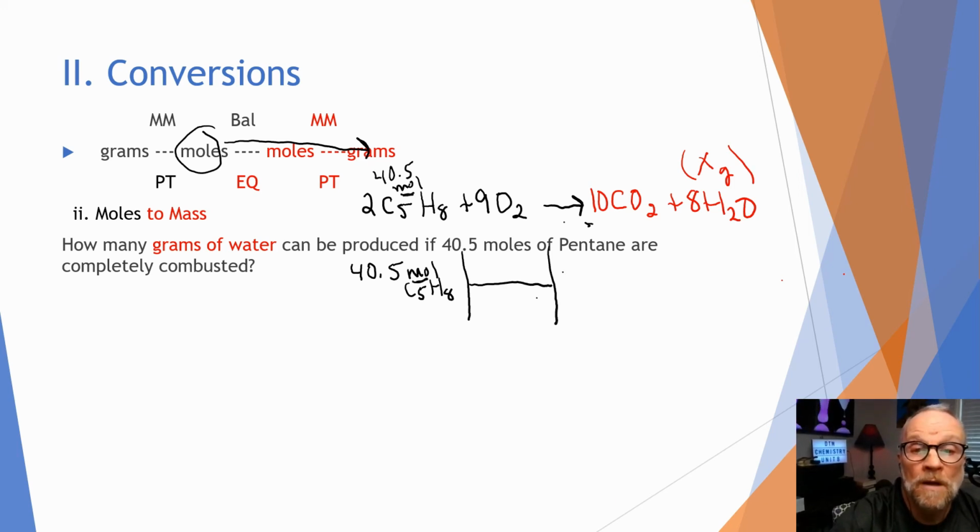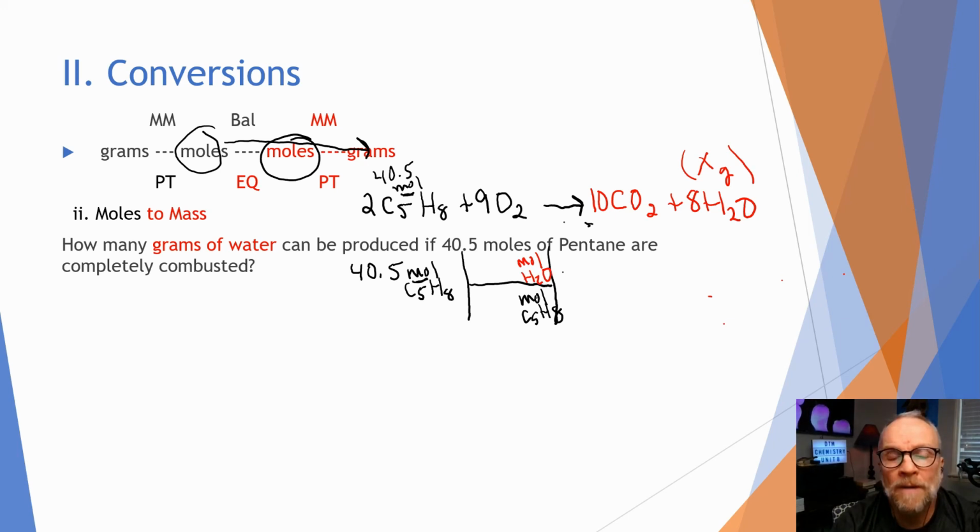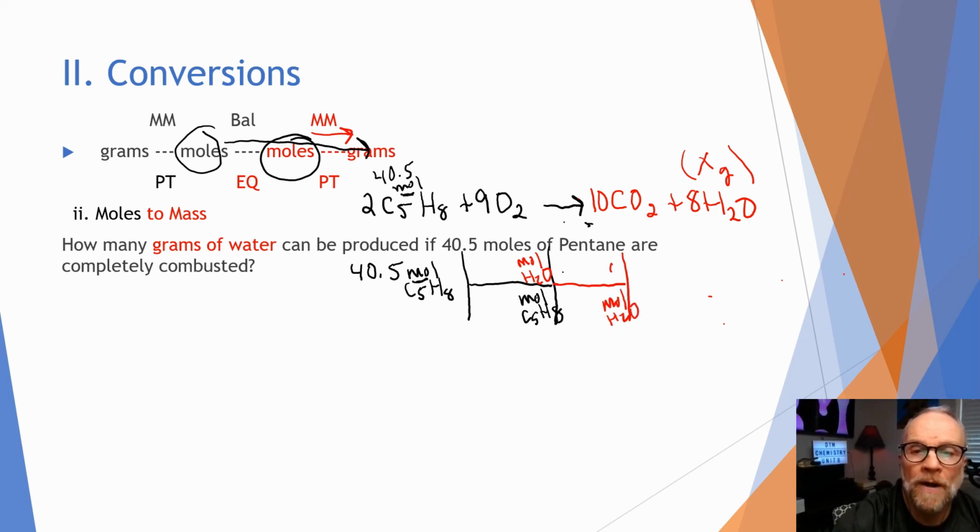You got moles, so moles will go on the bottom of our conversion factor. And since we're going to moles of another chemical, moles will go on top as well. And moles of what we're solving for, and we're solving for water. All right, and then we can go from moles to grams next. So moles of water per grams of water.